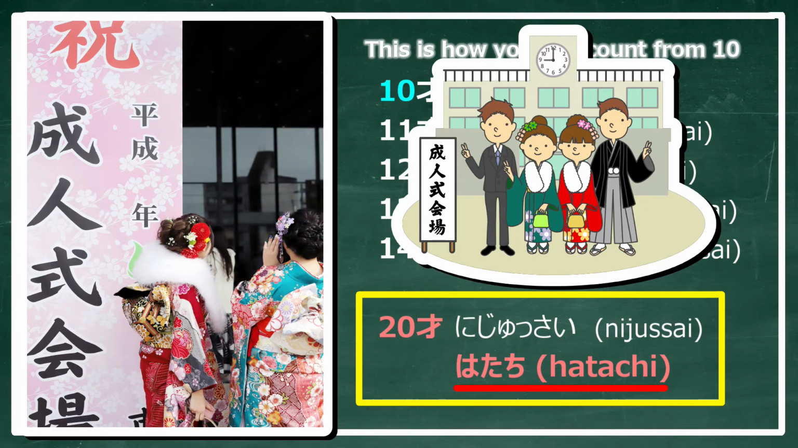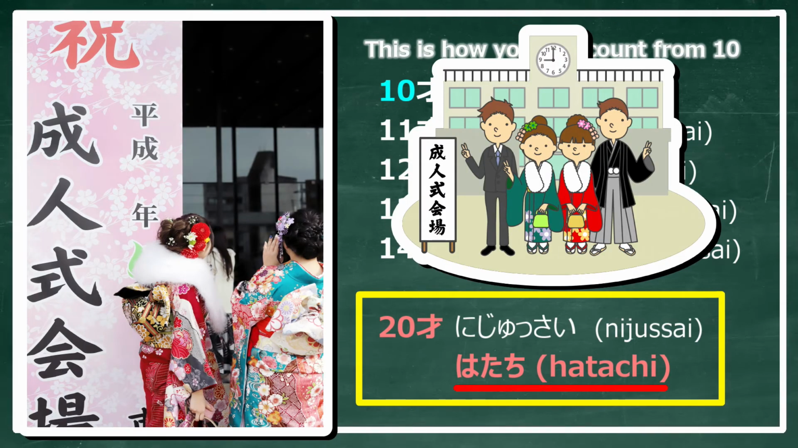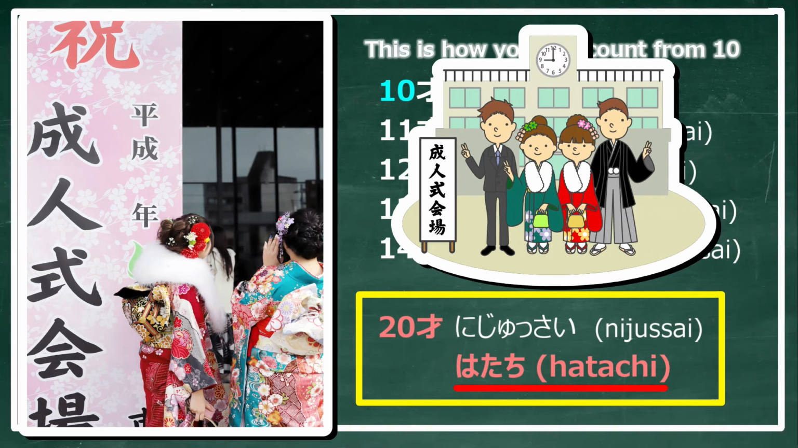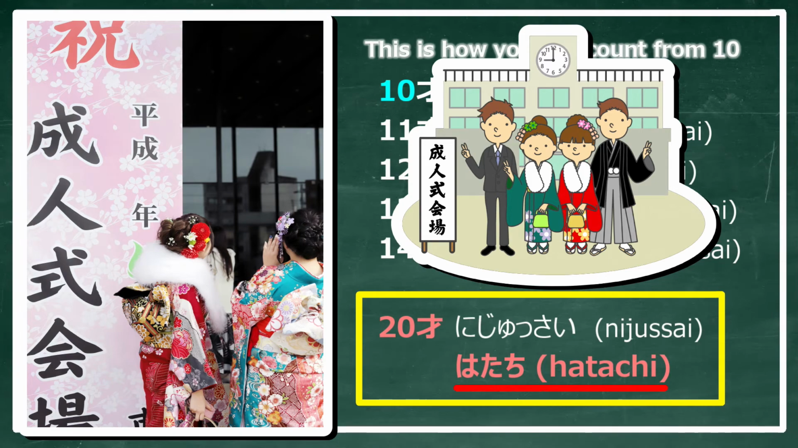20 years old has a special way of saying, 20歳. We have a special coming of age ceremony, 成人式, in Japan. It is an event to encourage and congratulate people who will be 20 years old that year. This ceremony usually takes place on the second Monday of January.